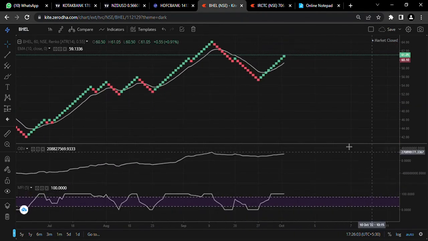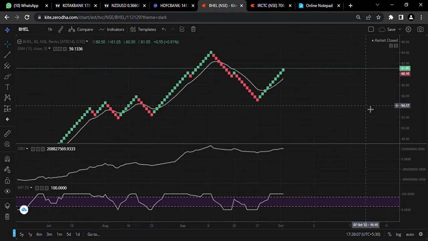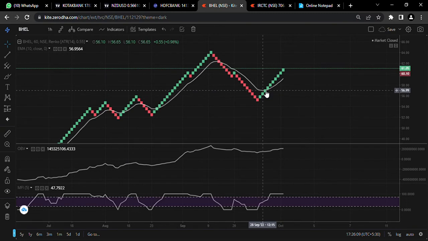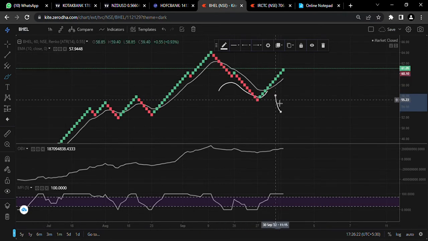The very first thing we have to do now is look for a stock which is crossing this 10 period EMA. Okay, who is crossing this 10 period EMA.